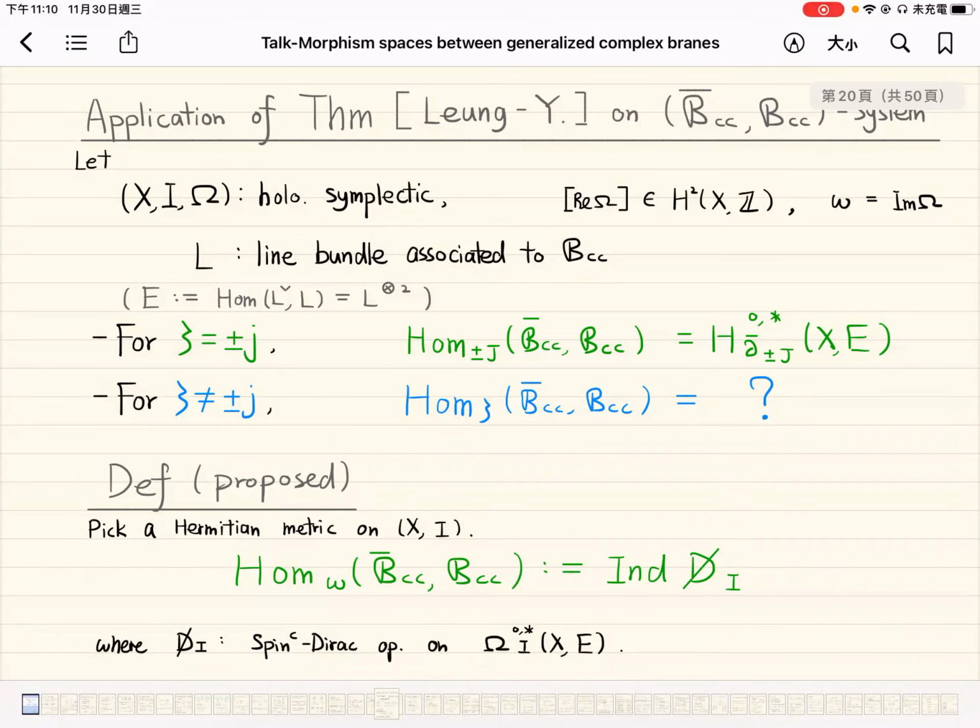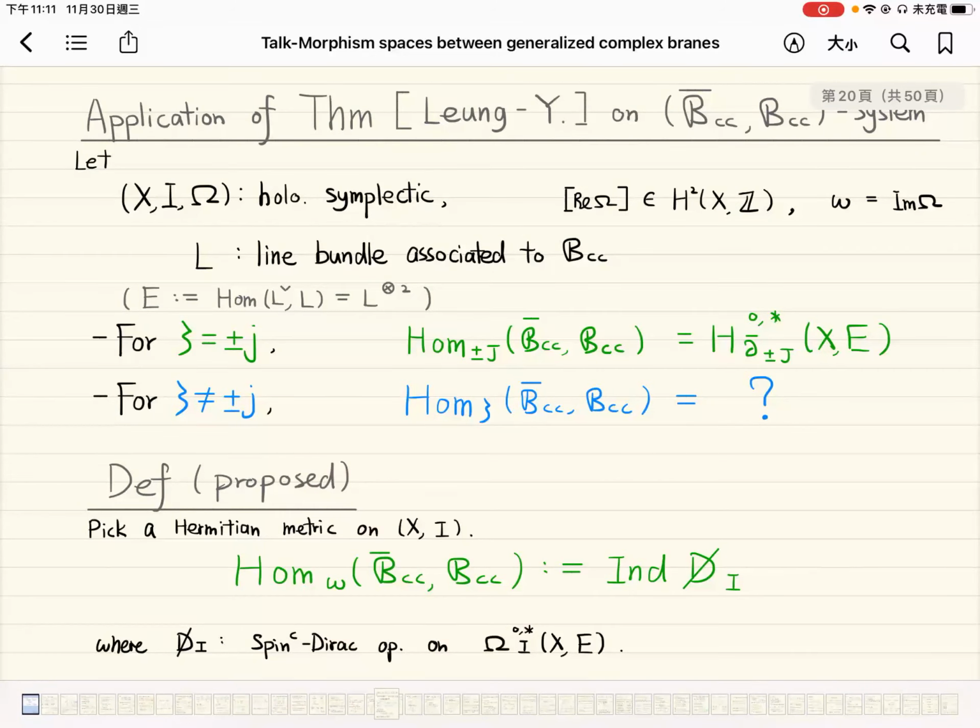So now we talk about the application of our theorem for the BCC bar BCC system. First of all, we forget about the Hitchin structure. We talk about a holomorphic symplectic manifold X, and we assume the class of the real part of the capital omega is integral, and we consider the A model with respect to the small omega, which is the imaginary part of the capital omega. Then we have a line bundle L associated to the canonical class for the A-brane BCC. We know that we can mathematically well define the morphism space for the BCC bar BCC system.